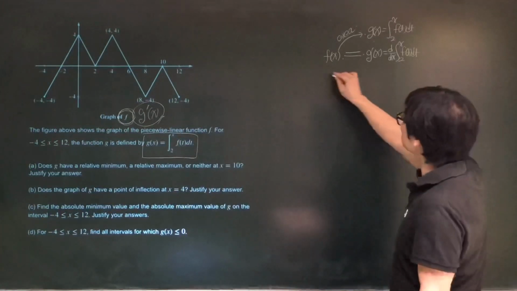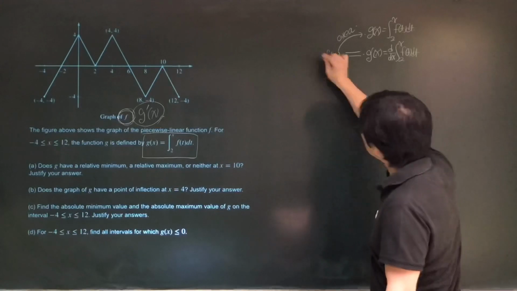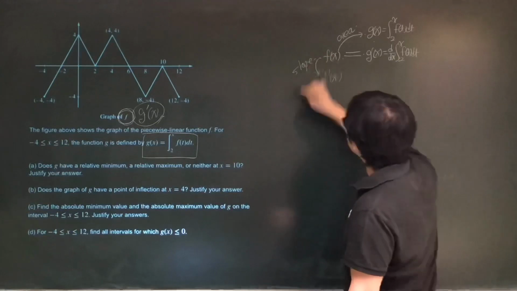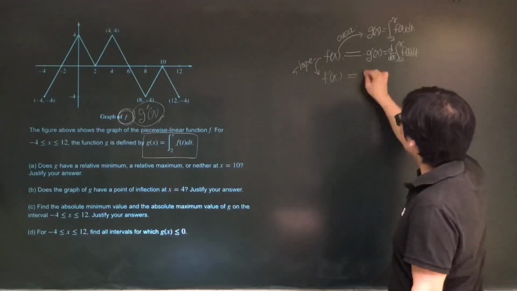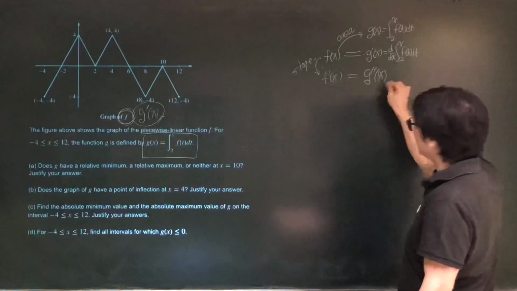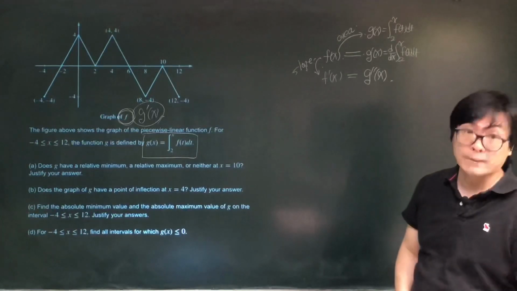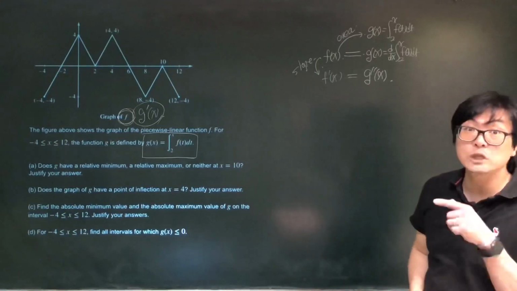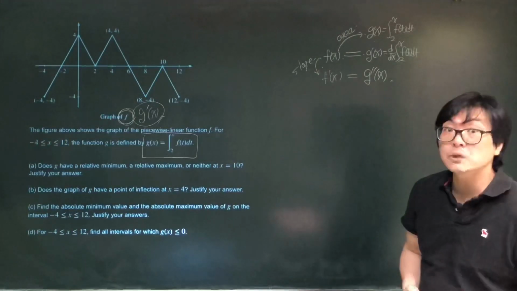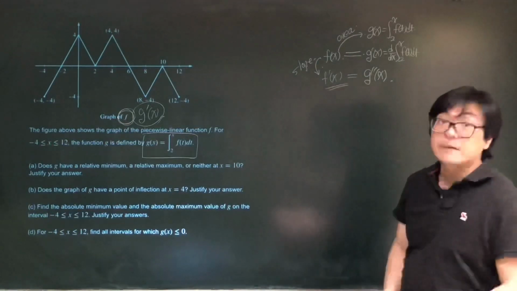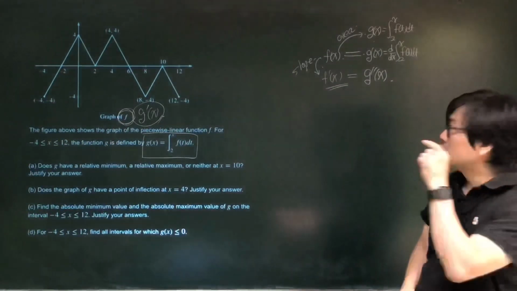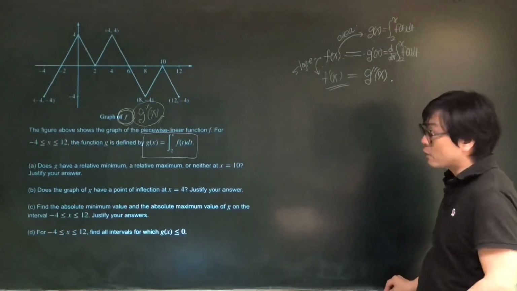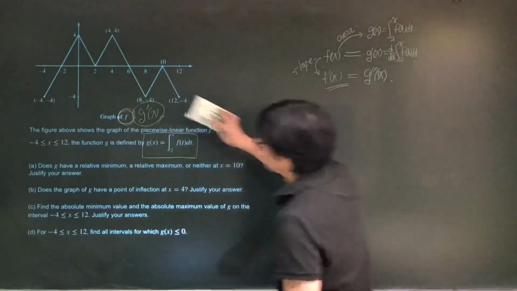Because this is g prime, to find f prime we need the slope of this curve, the straight lines here, and that must be the same as g double prime. So remember for B, we need to check the point of inflection of g. We need to check the double prime of g, which will be the same as f prime of x. So we'll check the slope of this curve, right? Okay, so one by one, we will move through each question.